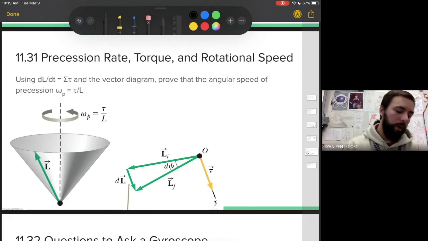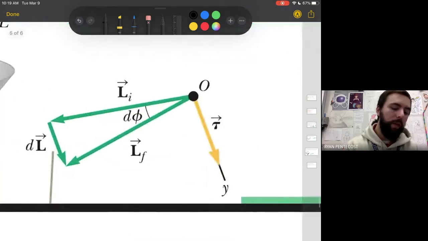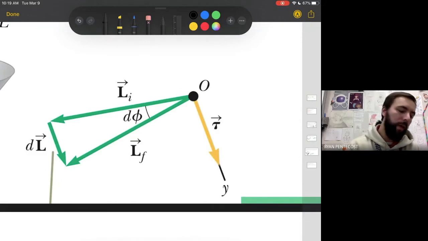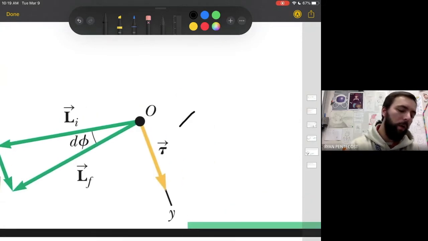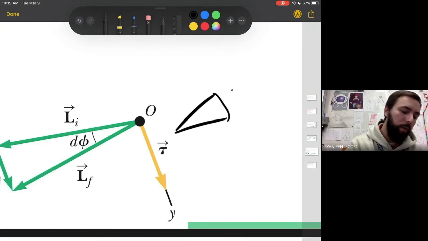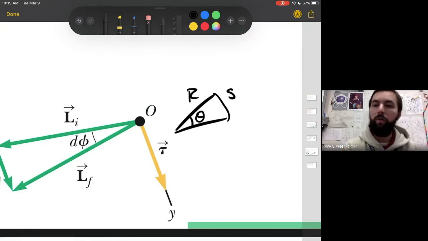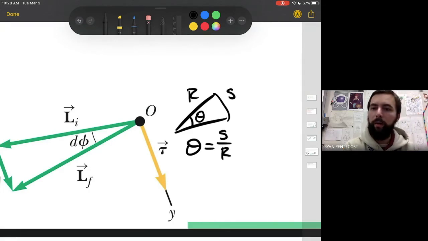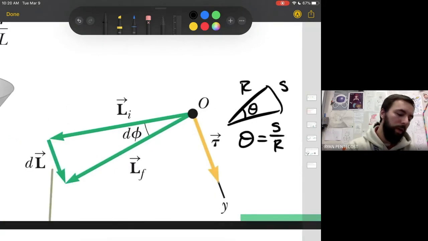Okay? So using this image, we can see that there's a relationship between the change in angle and the change in angular momentum. And we have used this arc relationship before when we were talking about angular position, right? When you have an arc length S and a radius R, as that radius R changes direction via angle theta, that angle theta is equal to the arc length divided by the radius. Okay? That same relationship can be used for this diagram d theta.